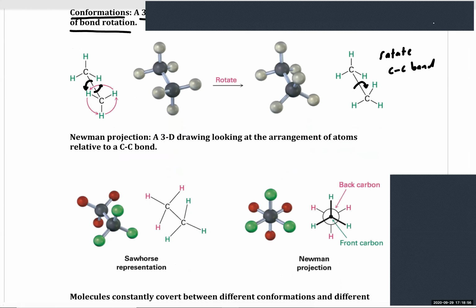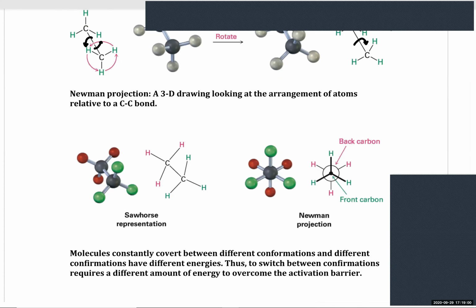Okay, so there are two main ways of looking at straight chain alkanes. The first of which is known as a sawhorse representation. The second of which is known as a Newman projection. And a Newman projection is a 3D drawing looking at the arrangement of atoms relative to a carbon-carbon bond. So allow me a moment to put together a sample.